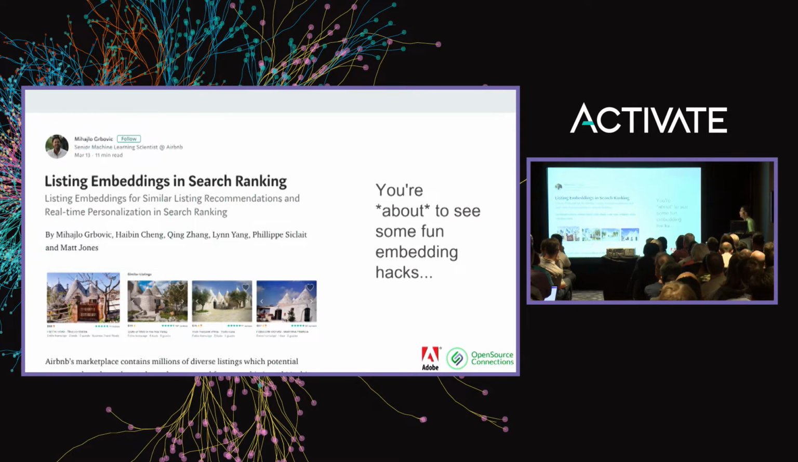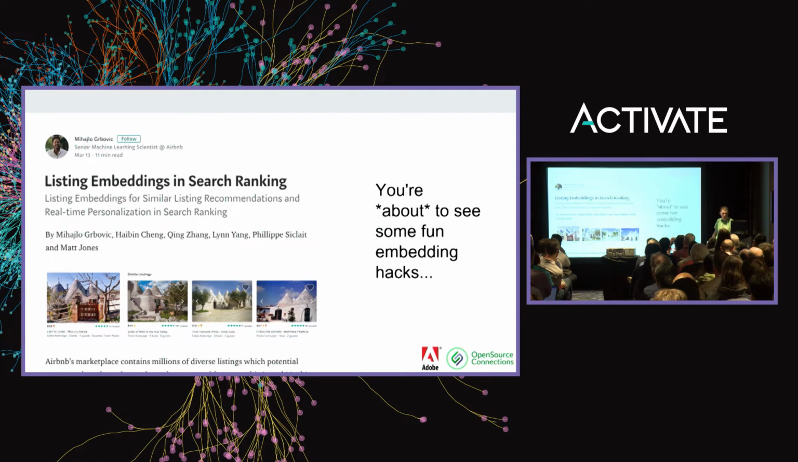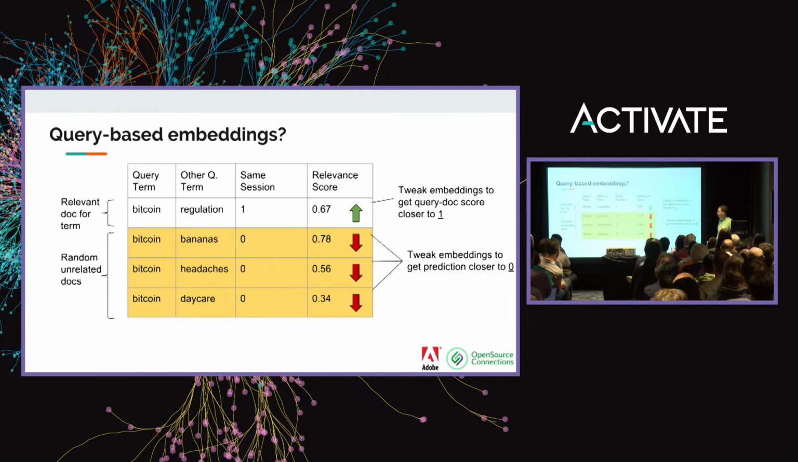And I was recently inspired by this blog article that came out of Airbnb, and I don't know if anyone here is from Airbnb right now. They were at Lucene Revolution in Austin. They gave a pretty good talk, but they talk about building listing embeddings around recommendations and personalization. All of this stuff that we're talking about, users can share context. And we're about to see some fun hacks.